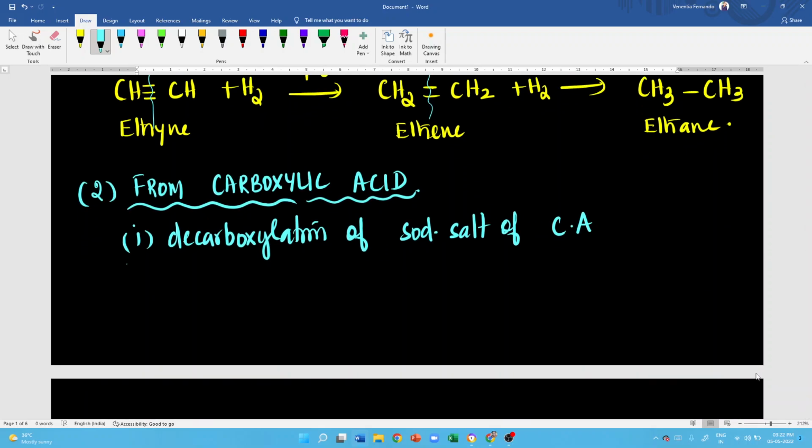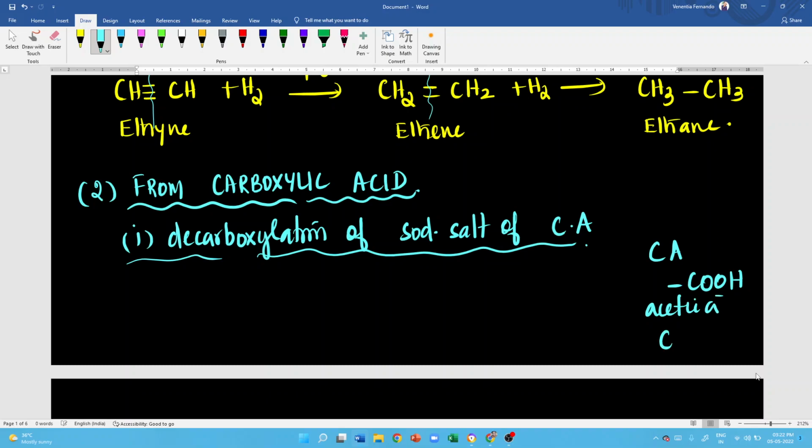First we must know what a carboxylic acid is. The general functional group of a carboxylic acid is COOH. The well-known carboxylic acid is acetic acid, whose formula is CH3COOH. We have to decarboxylate the sodium salt of acetic acid. Decarboxylation means removal of carbon dioxide. For this we need a decarboxylating agent.